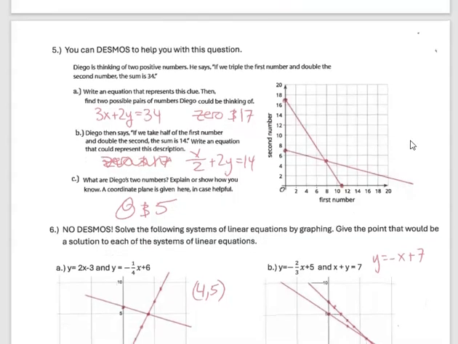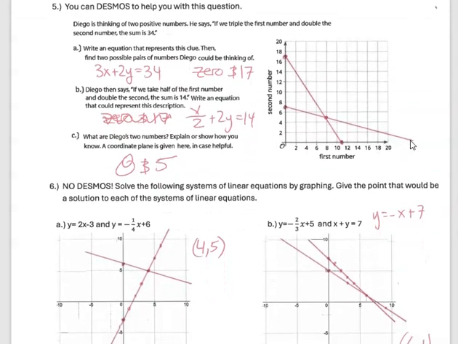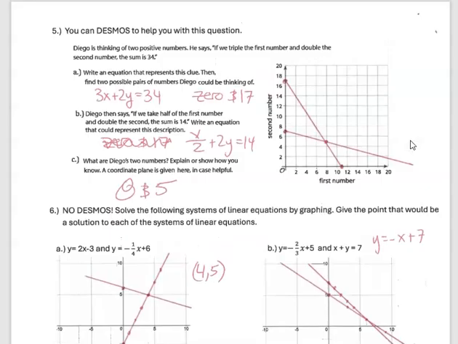Then it also gives me another one that says that half of the first number and twice the second number, when you add them together, gets you 14. I said you could use Desmos, so I went over and put those into Desmos, and I found out the intersection was 8 and 5, meaning the first number is 8 and the second number is 5. Please remember, this is not for you to write down my answers. This is for you to check your answers after you've done it on your own.